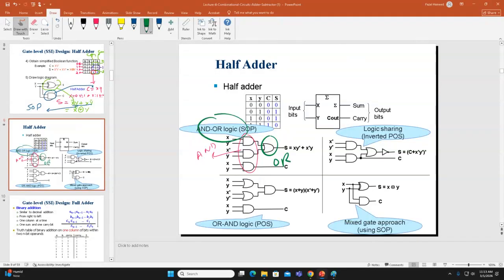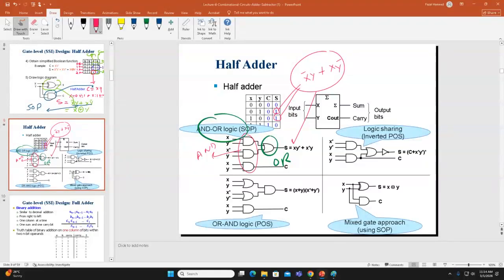Any question? Okay, now if you look at the POS implementation. In the SOP implementation, we are interested in logical one. Can you see here the sum? This is this one and this one. So this one is actually x bar y, and the second one is actually x y bar.